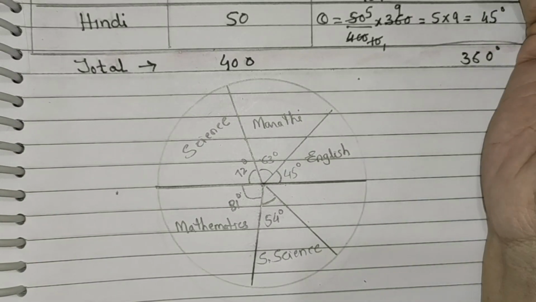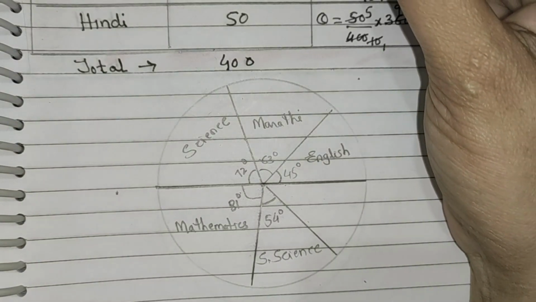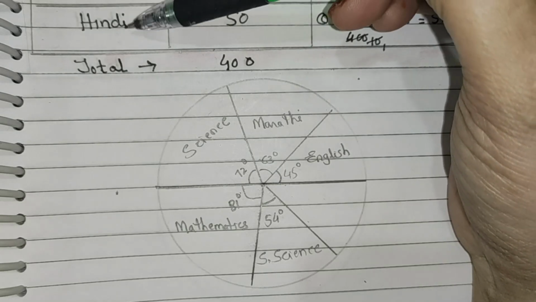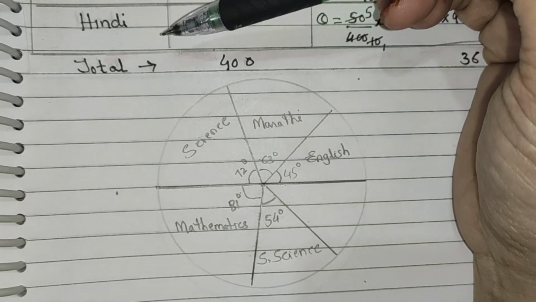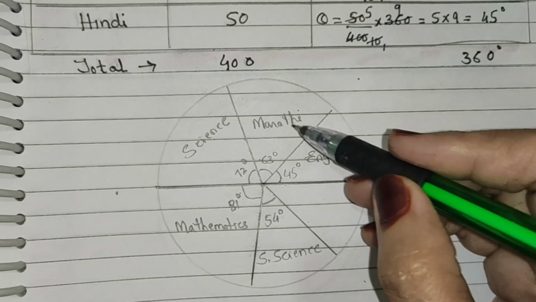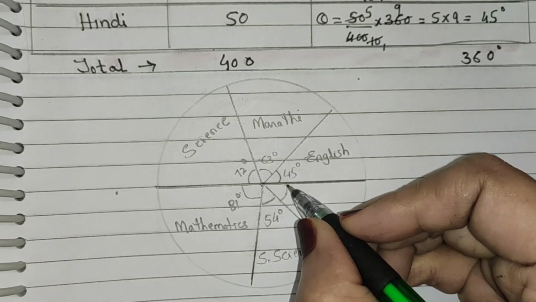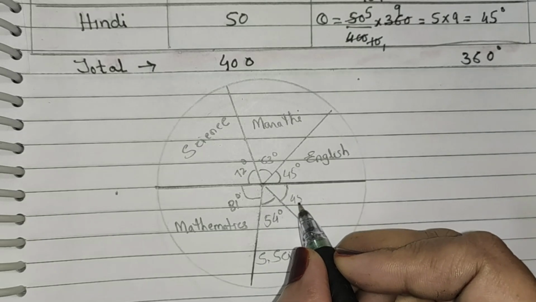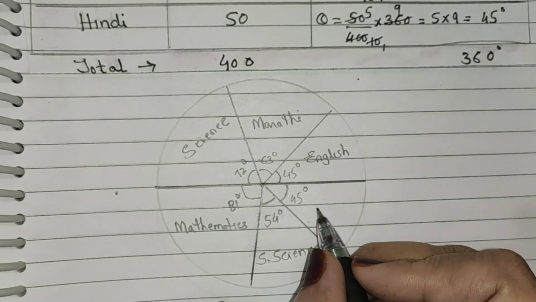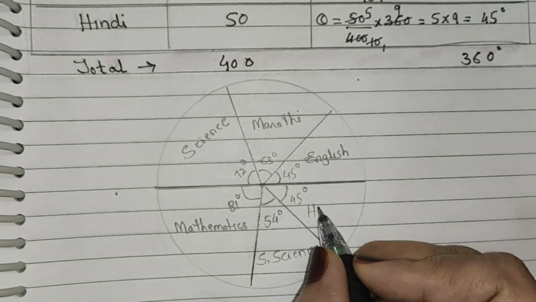Now here number of components are 1, 2, 3, 4, 5, 6. Now the sectors are also 6. 1, 2, 3, 4, 5. Now the remaining one is of angle 45 and of sector Hindi.